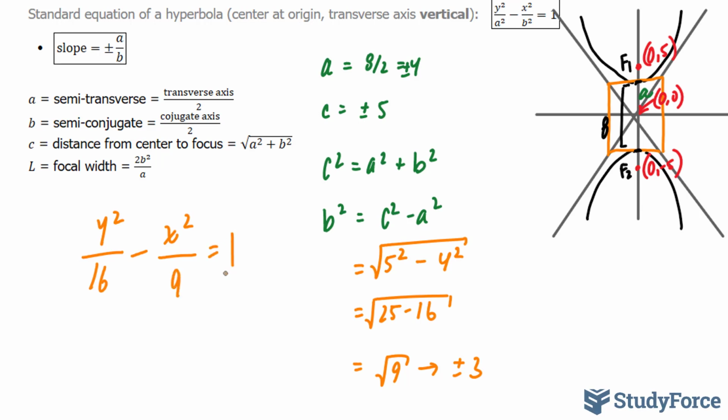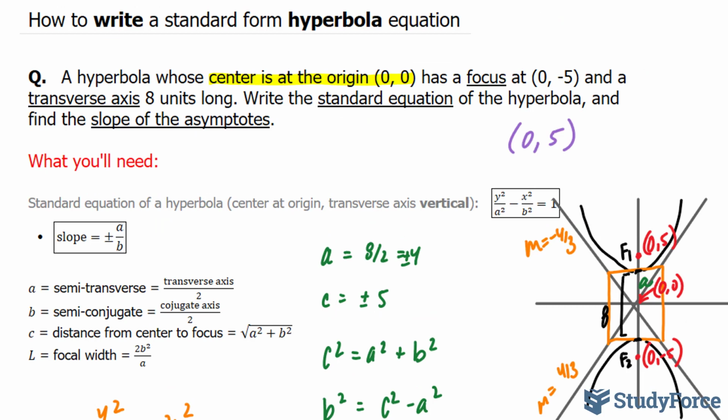The last step is to find the slope. Now that we've written our equation, to find the slope we'll use this formula, where I'll represent it with the letter m. m is equal to plus or minus a over b, which is 4 over 3. This line right here will represent m equal to positive 4 over 3 because it's going up to the right. And since this line is going downwards, we'll have the slope m equal to negative 4 over 3. And so there you have it. That is how to write a standard form hyperbola equation.